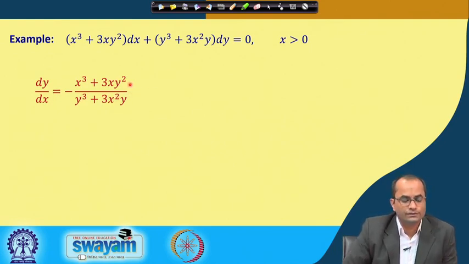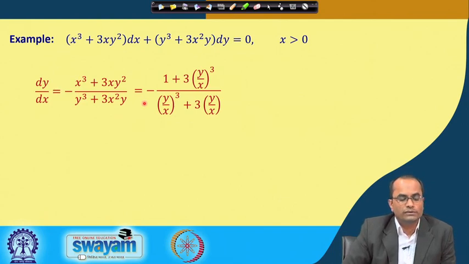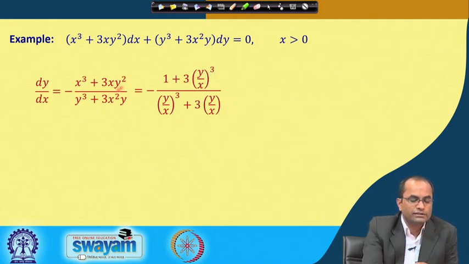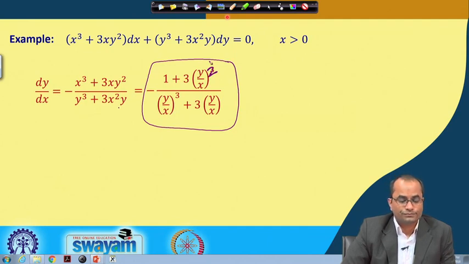Once we have this situation, we can easily rewrite in this form, because we can divide by x cube in the numerator and also x cube in the denominator. By doing this, we have 1 plus 3 y over x, the whole squared, because we have divided with x cube and this x gets cancelled. So, this will indeed be a square term, not a cube term. So, we have y over x squared here, and then y over x cubed here, and 3 y over x, when we divide by x cube.